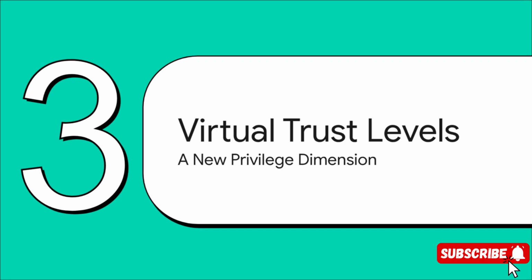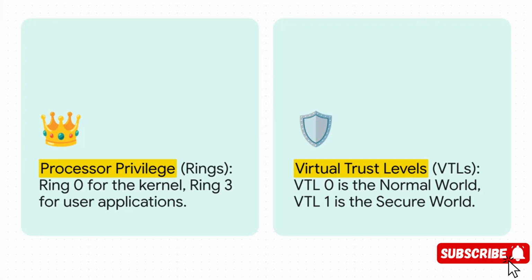This is where we meet something called virtual trust levels, or VTLs. So you've really got to think about security in two different directions now. On one axis, you still have the processor rings. Ring 0 for the kernel, Ring 3 for your apps, but now the hypervisor adds a totally separate axis, the virtual trust levels. VTL 0 is what we'll call the normal world. That's where your entire regular Windows operating system runs. And then there's VTL 1, the secure world.